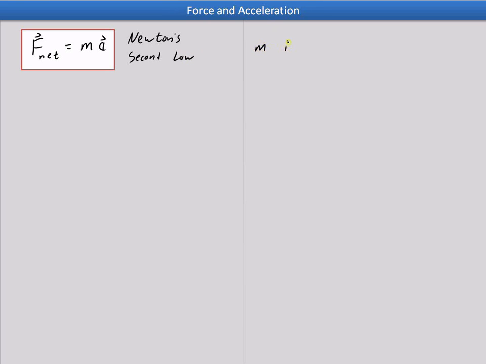So m is the mass of the system, which means that mass is an object's resistance to being accelerated. Objects with large mass are hard to accelerate. Objects with small mass are easy to accelerate.